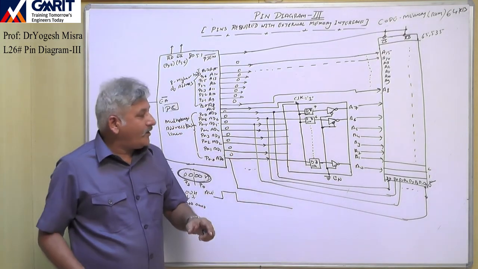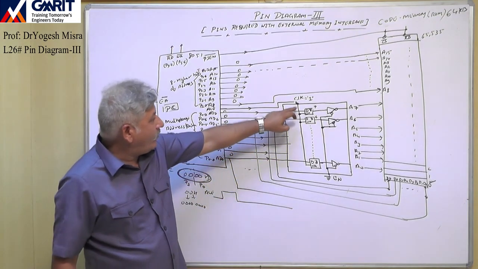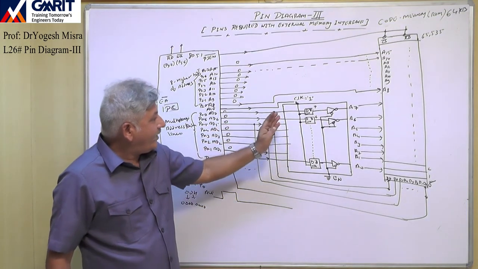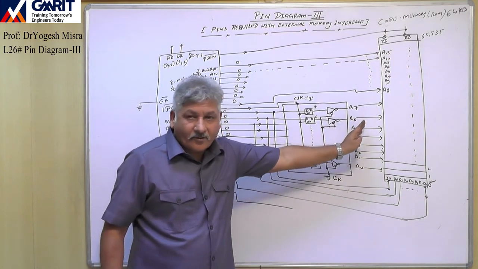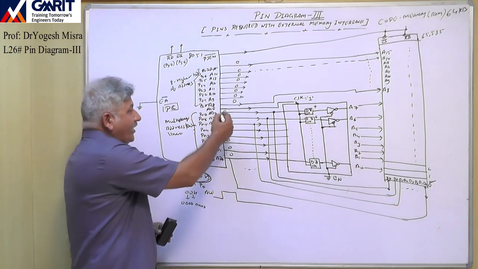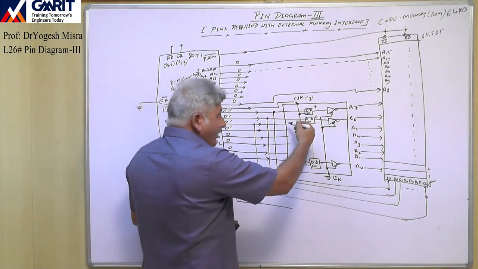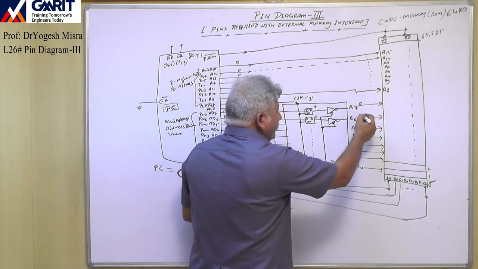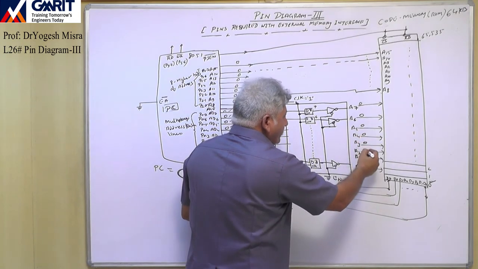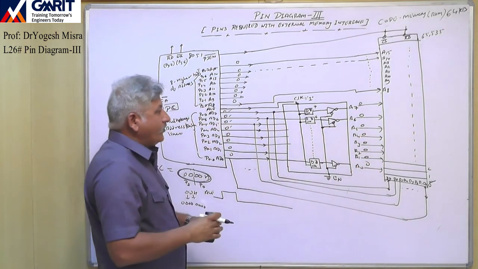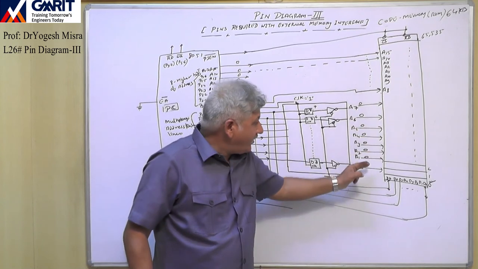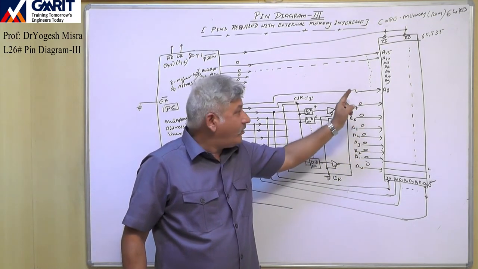So due to this, what will happen? Whatever is the value of the D inputs will be transferred to the output side. At the D inputs we have all zeros, so 0, 0, 0, 0, 0, 0, 0, 0 will be transferred to the output. So these addresses have now been demultiplexed. They are locked or latched.